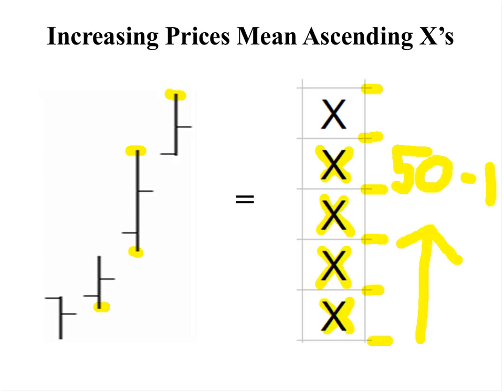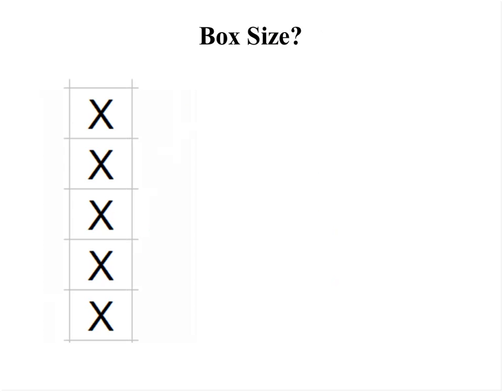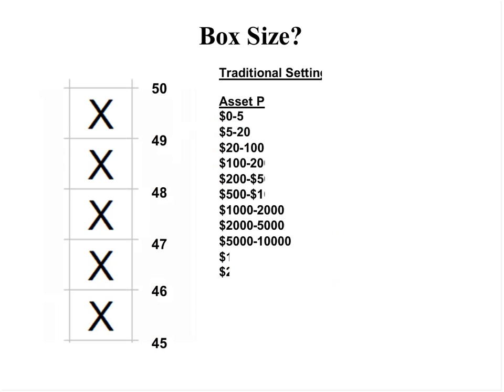Okay, the highs and lows. When the high hits another dollar mark, we then post another X going up the screen. So X's are always drawn going up the grid paper. Okay, box size. All right, these are $1 a piece.